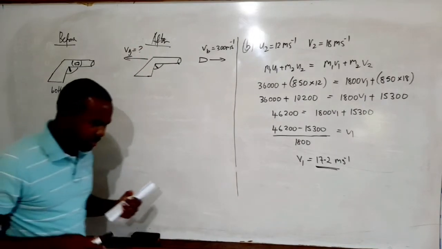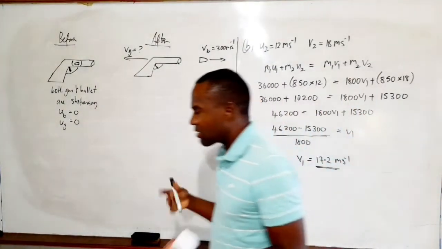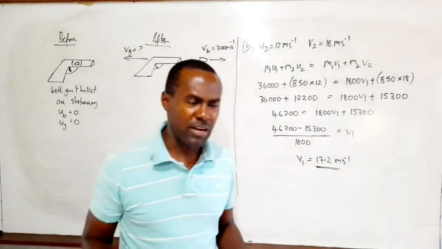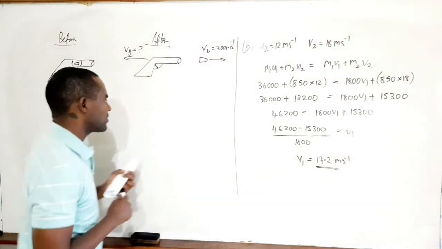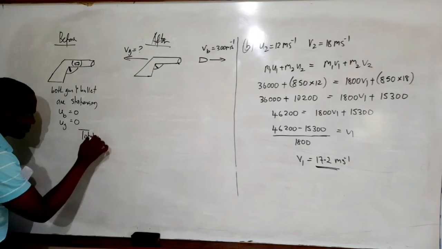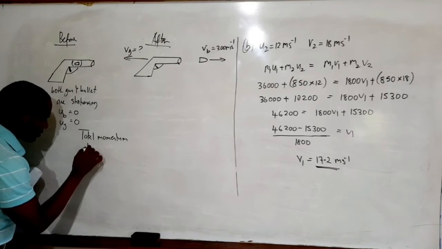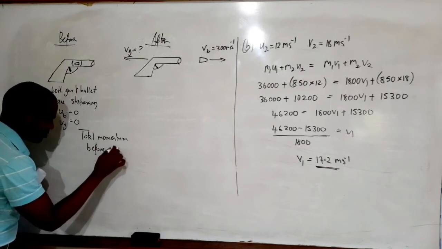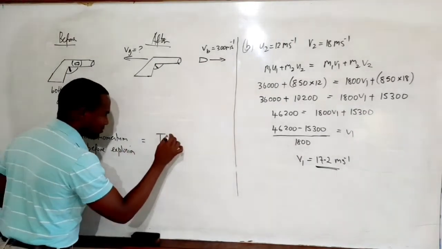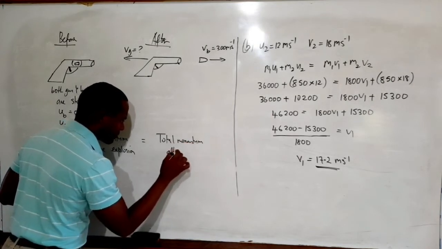So once again, this is an example of an explosion, and explosions and collisions collectively are referred to as interactions, and momentum is conserved in all interactions, right? So we can say that since momentum is conserved, total momentum before explosion equals the total momentum after explosion, right?